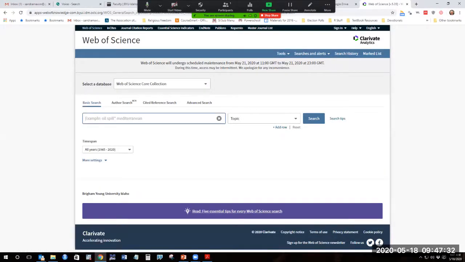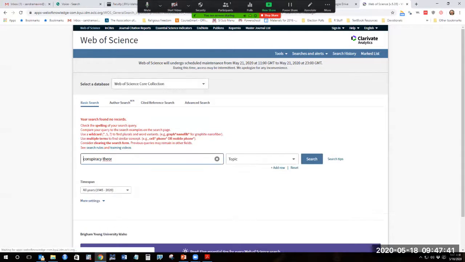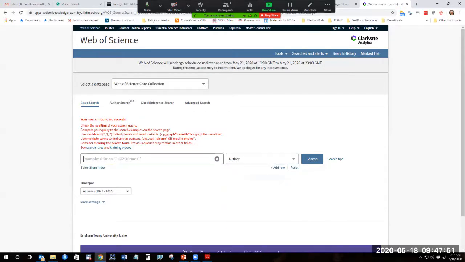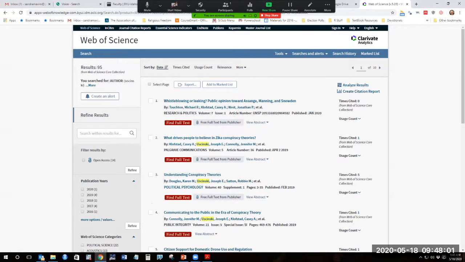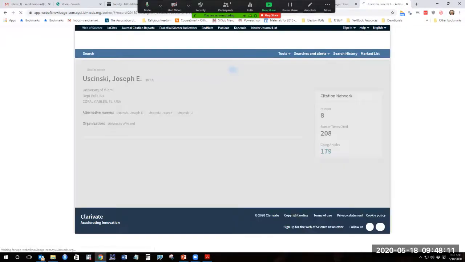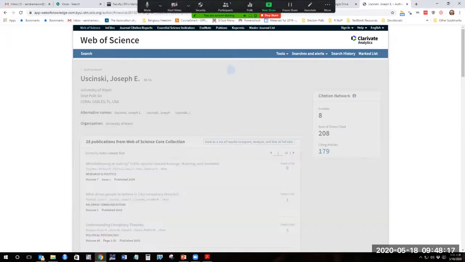You can do a basic search. So let's say that I'm interested in conspiracy theories. That's probably enough to start searching. They didn't find anything on conspiracy theory. I'm just going to go like this because I know that the author is Uzinski, right? Is that who wrote that article we read? What drives people? Okay, here's a good one. So now I know that Joseph Uzinski, he's this author, right? Okay, so if I click on his name like that, it's going to show me everything he did. He's been cited 208 times with 179 different articles.